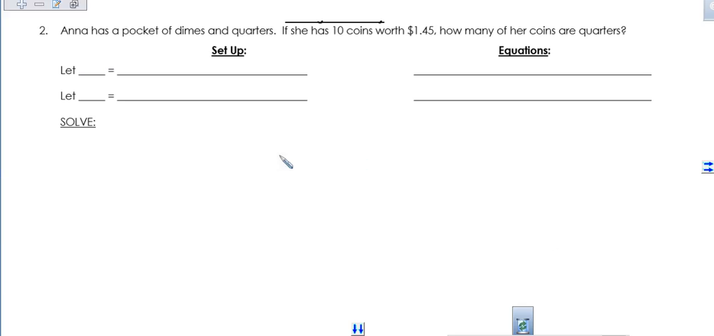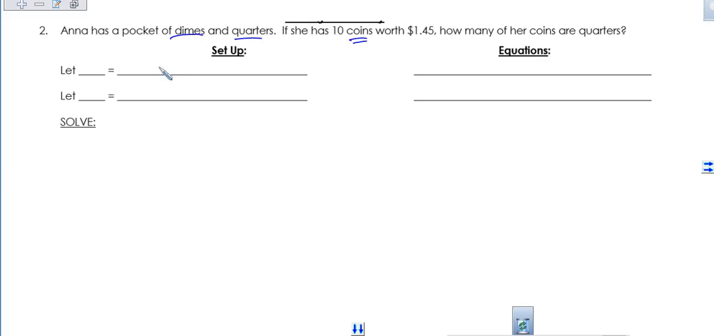Okay? So now we have Anna has a pocket of dimes and quarters. She has 10 coins. There's a reference back to the dimes and quarters. How many coins are quarters? Okay? So we're talking about those two things. We can talk about there's 10 of them, and we can talk about their value. That's two references back to the dimes and quarters.